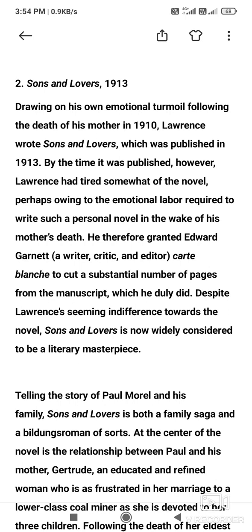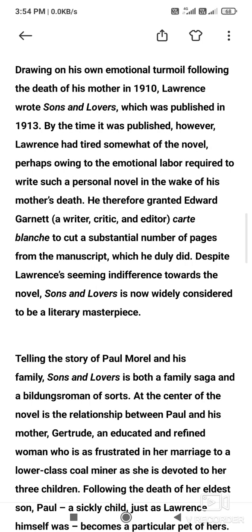Drawing his own emotional turmoil following on the death of his mother in 1910, Lawrence wrote Sons and Lovers, which is published in 1913. By this time, it was published. So, however, Lawrence had tired somewhat of the novel and perhaps owing the emotional labor required for it. So, he therefore granted it. And when we talk about the Sons and Lovers, it's a very famous novel, and the storyline of the Morel family is described here.